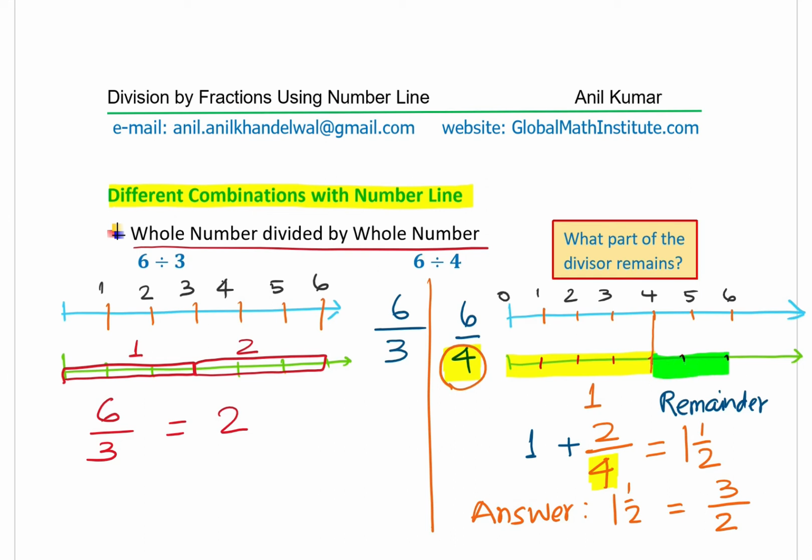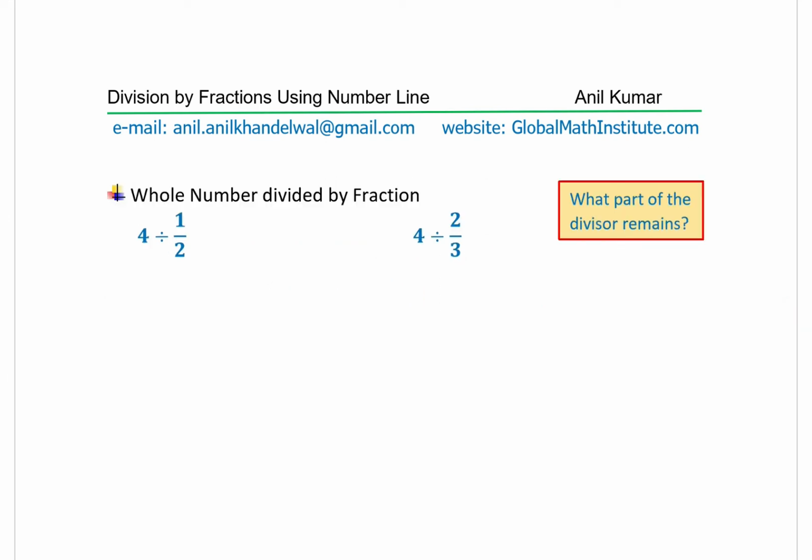Is that point clear to you? So whatever we are doing with these whole numbers, the same concept will be applied when we use fractions, and therefore it is a good time to understand it. Perfect. Next example here is 4 divided by half and 4 divided by 2 over 3. Now this time we are dividing a whole number by a fraction, right? So whole number, which is a 4, is being divided by half.